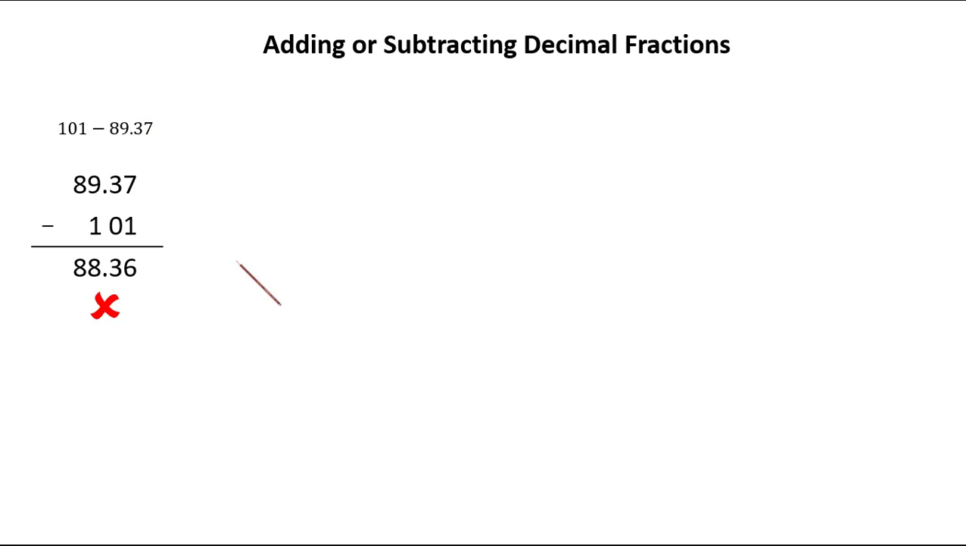So we need to follow some rules. Rule number 1: if there isn't any decimal point, put it after the last digit. Means put the decimal point after the last digit.